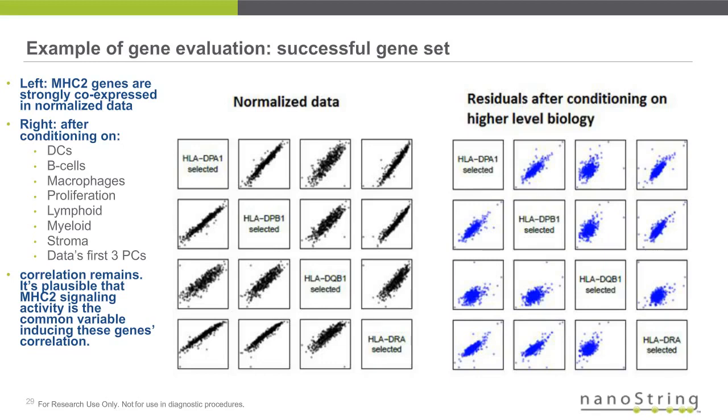So at this point I think it's fair to say that these 4 genes are measuring the same thing, and that thing is probably antigen presentation by the MHC class II and not some other factor like B cell abundance or dendritic cell abundance. So this is the kind of evidence we demand of our gene lists before we can combine them into a signature.